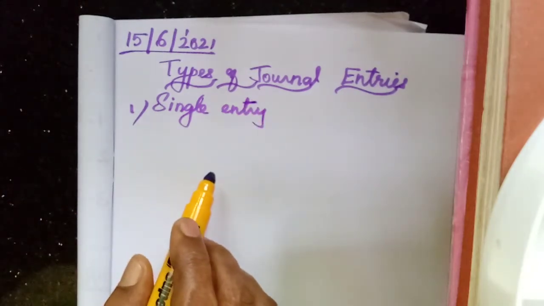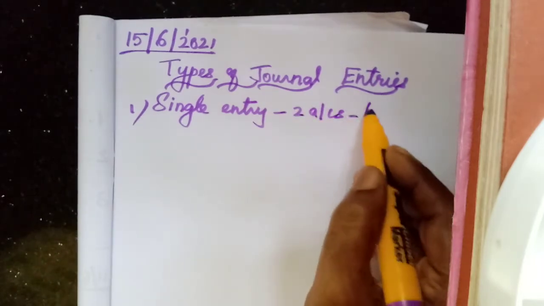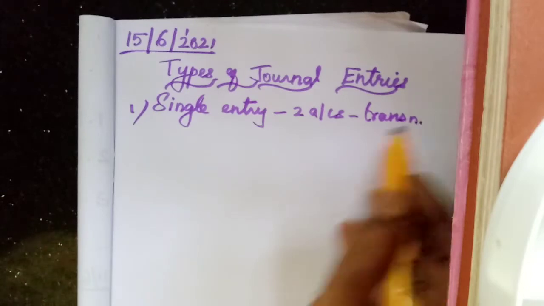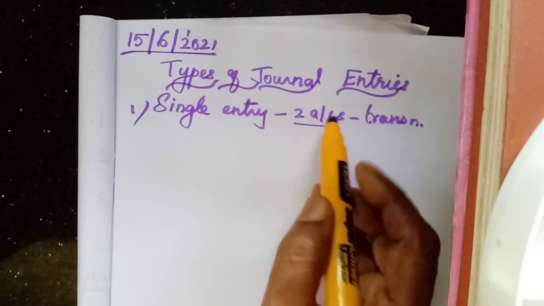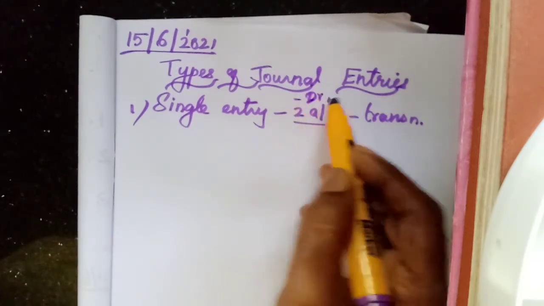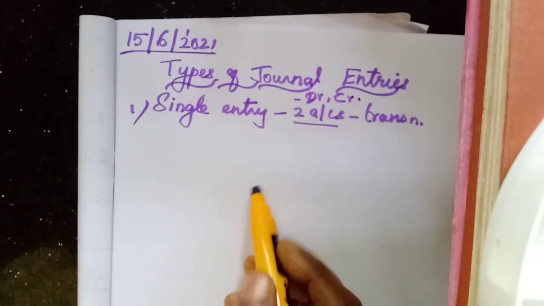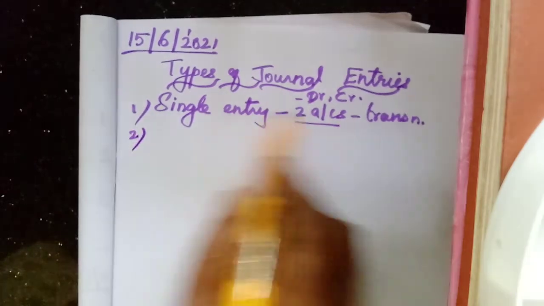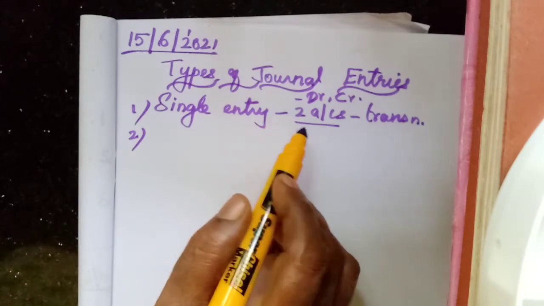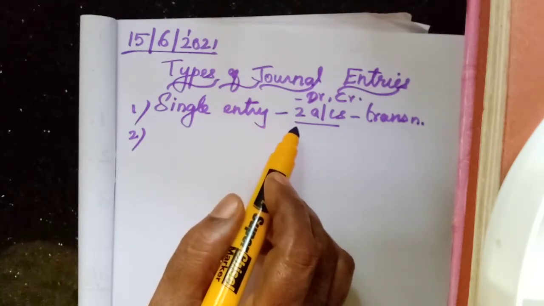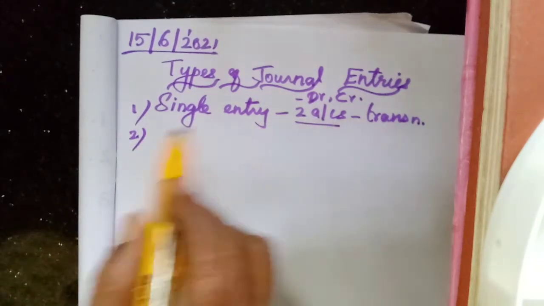What is single entry? Here, only two accounts will be affected for a transaction. Either one will be debited, the other will be credited. Only two accounts will be affected. That is single entry. For example, cash account debtor to capital account, that he commenced business with the cash. So only two accounts are involved for a particular transaction.